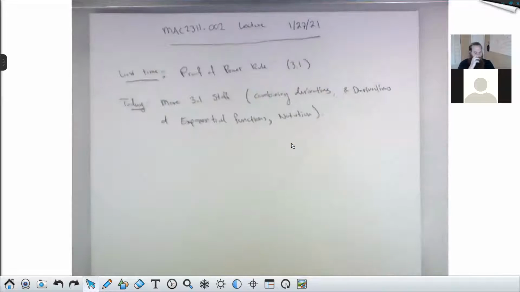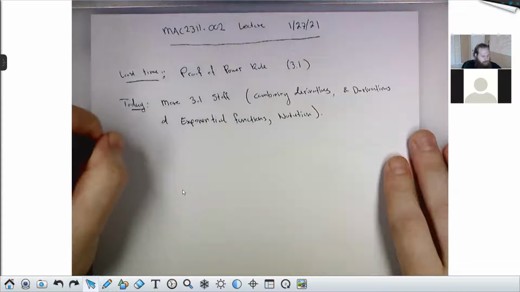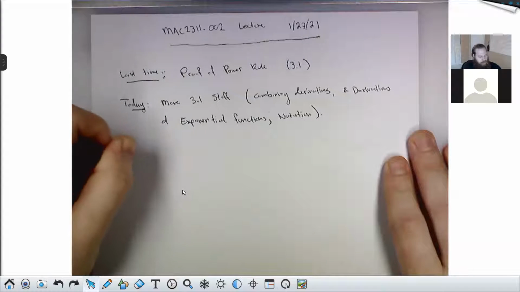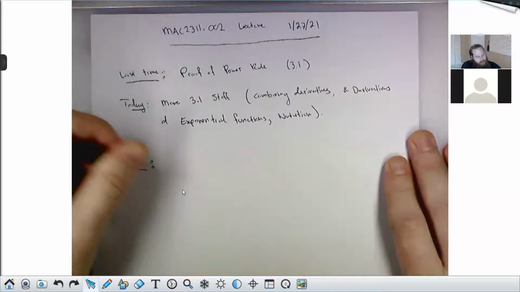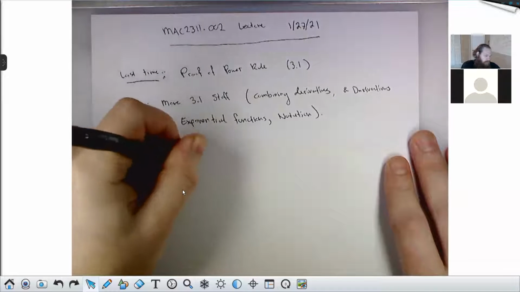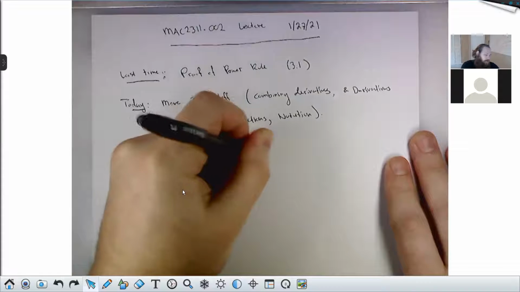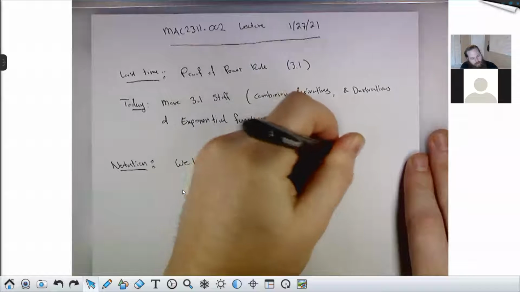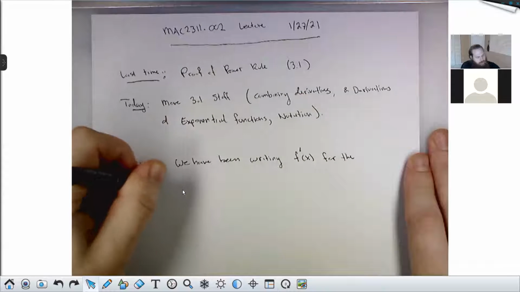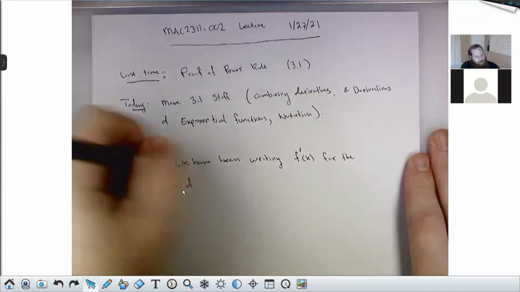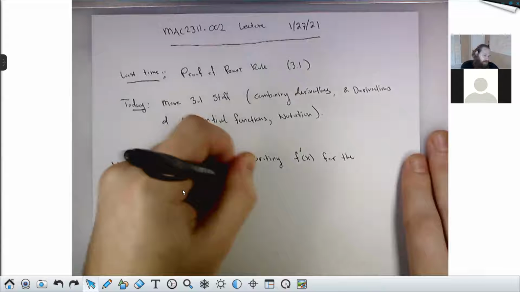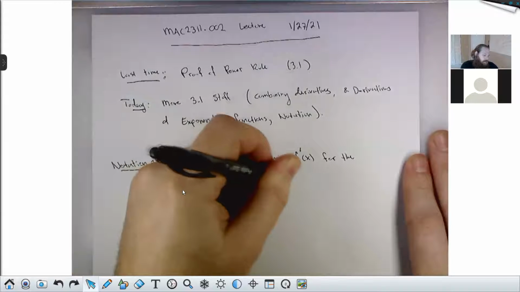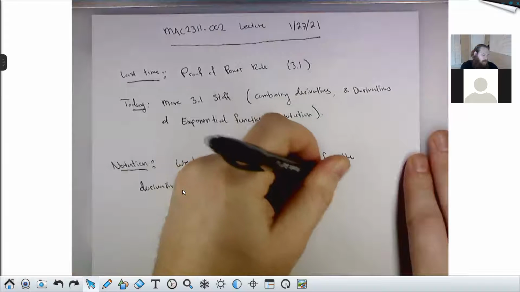We're also going to talk a little bit about notation. In fact, I think I'd like to start with the talk on notation. We might have talked a little bit about the notation last time, but I just want to make sure that we're really comfy with everything here. So the power rule said, well, let's start with notation. We've been writing f prime of x for the derivative of f of x. Other notations for this exist.